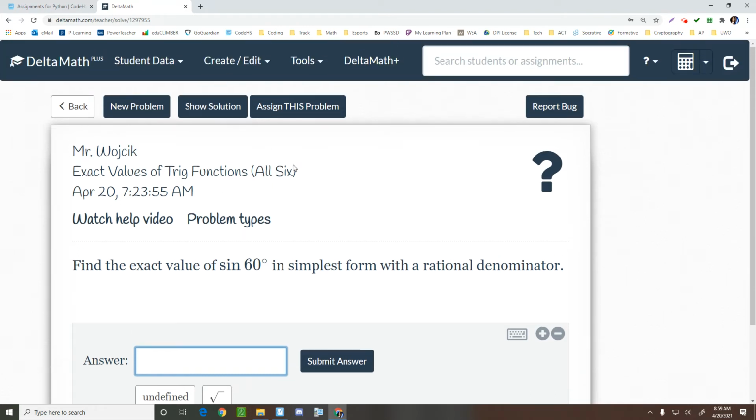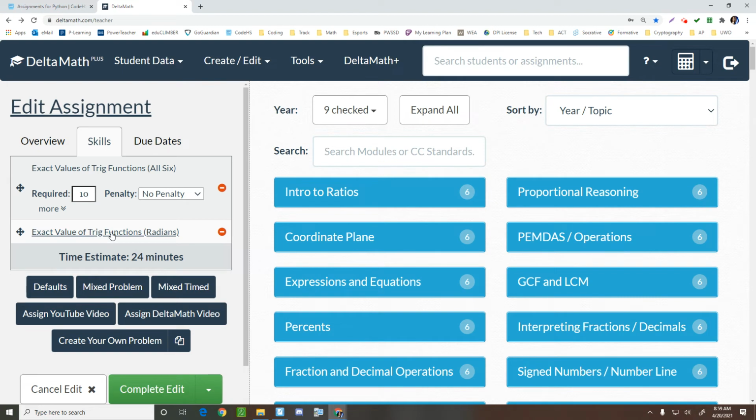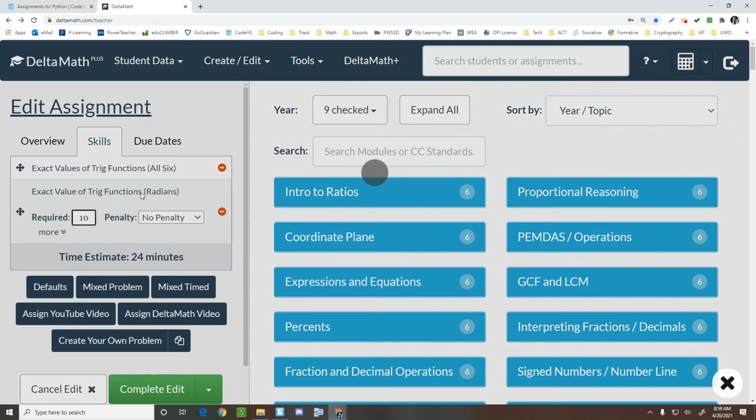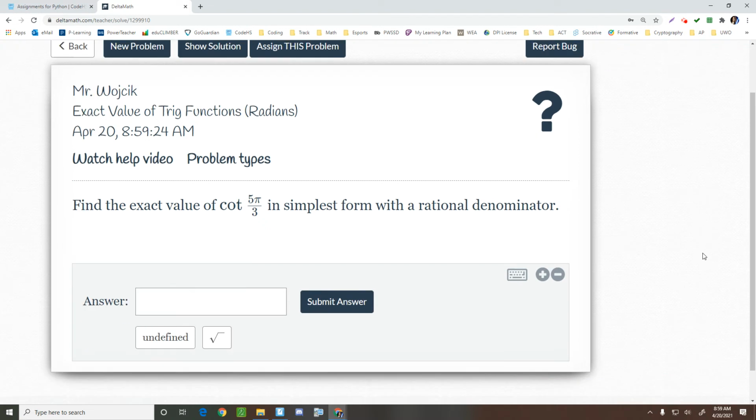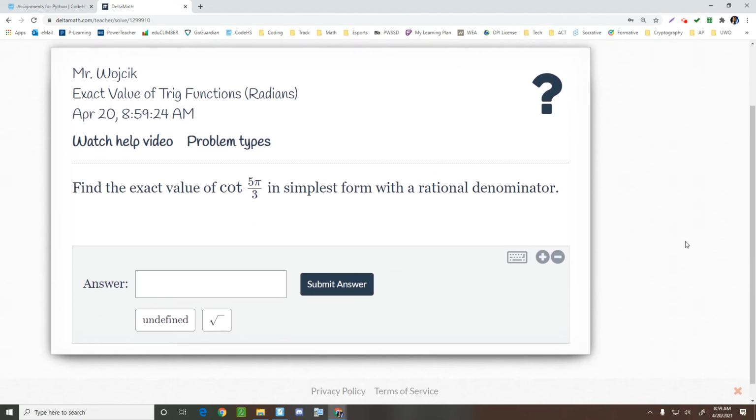So I've got 10 problems for each of the 6 trig functions, okay? 10 of them are going to be in degrees. That's the first one. The next one, exact value of trig functions, are in radians. Still the same idea, you just need to look up that angle in radians instead of degrees. So keep your unit circle handy as you're doing these tonight. Practice each one, just identifying them.